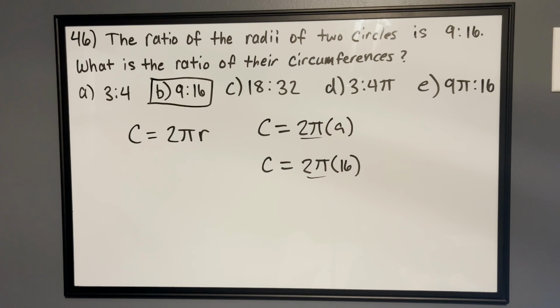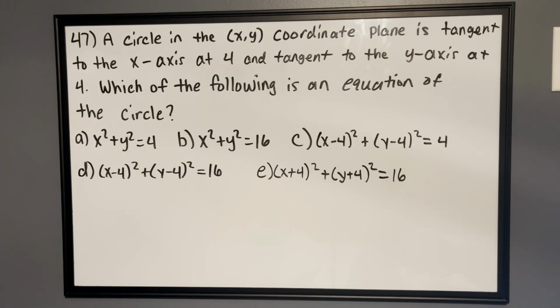Let's move on to 47. All right, so here we have question number 47. It says a circle in the xy coordinate plane is tangent to the x-axis at 4 and tangent to the y-axis at 4. Which of the following is an equation of the circle?